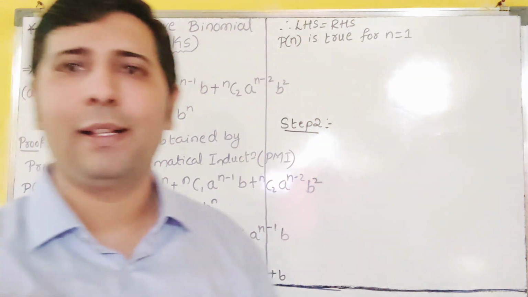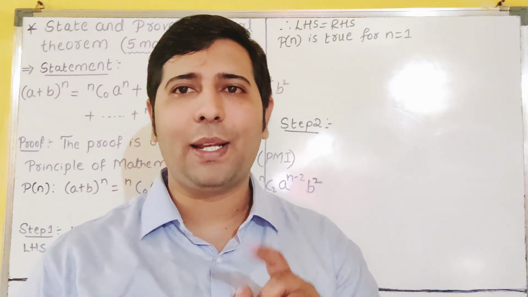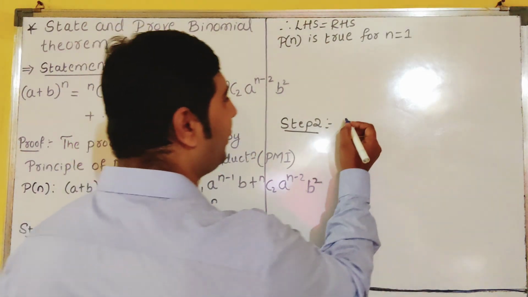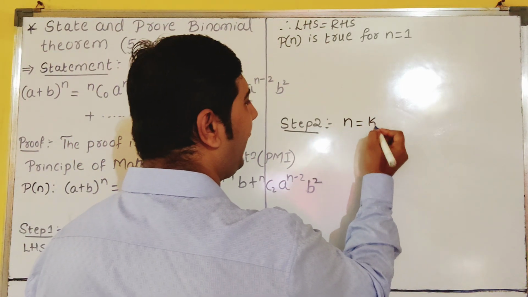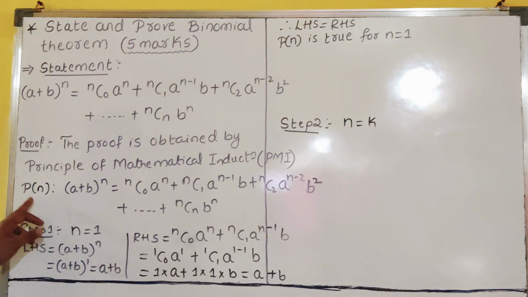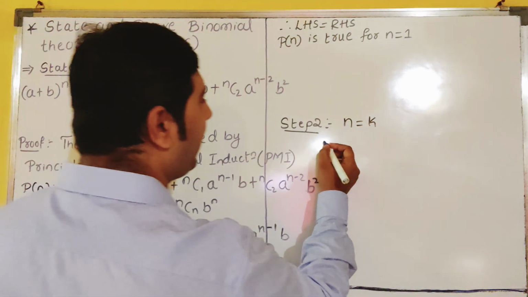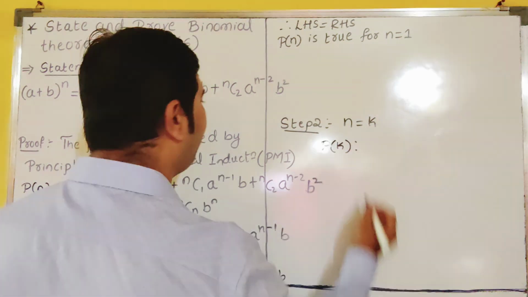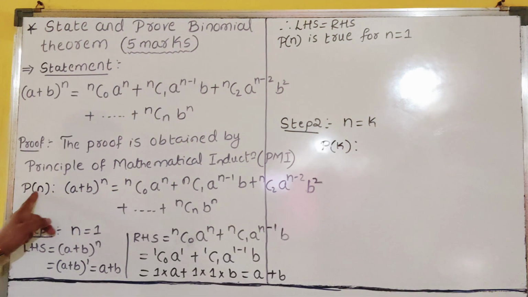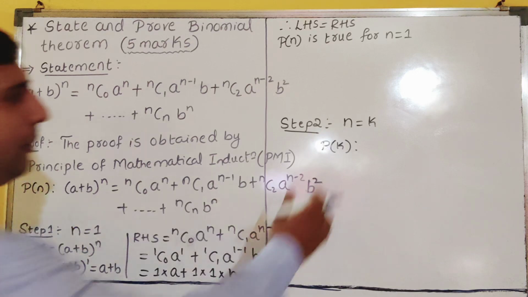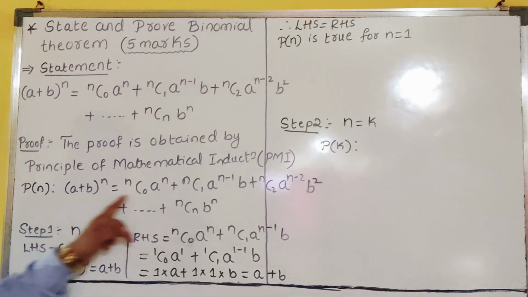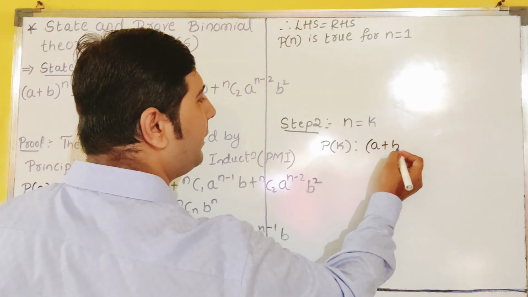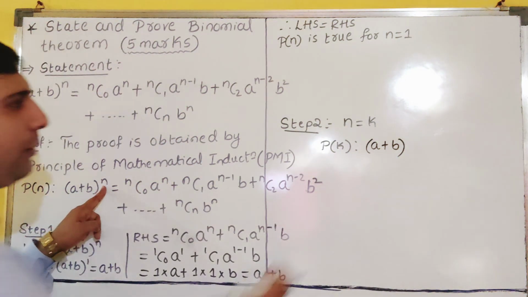So now see here. Step 2, how to write? What we have to assume? N is equal to K, no? So n is equal to K, you put. So now this will become P of K. Statement you see. Very clear and very simple theorem it is. P of K, n value you have to put K. How much n value is K? K you have to put in the statement. So A plus B raised to n value is how much?